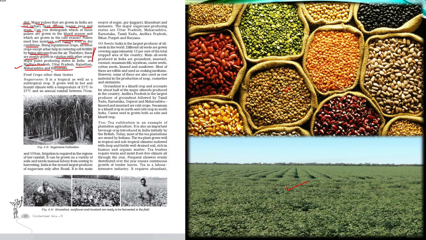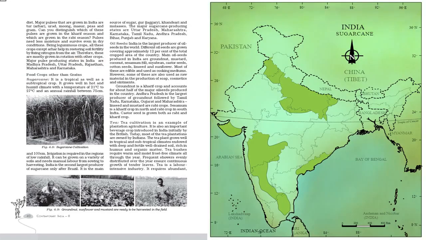If you talk about food crops other than grains, we have sugarcane, very important, but sugarcane is an annual crop. It is a tropical as well as subtropical crop. That means it is grown in both the areas, northern as well as southern. It grows well in hot and humid climate. What type of climate does it need?